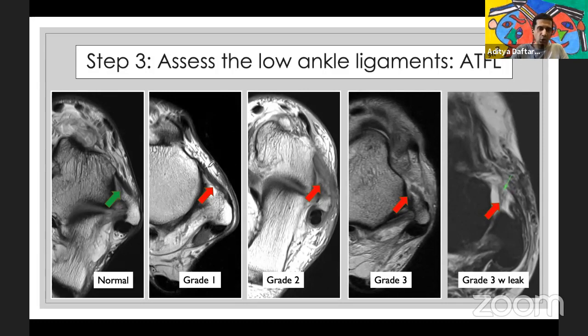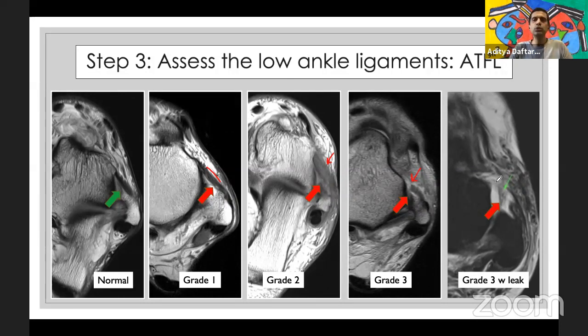When you have a low grade injury, you can just have a little bit of stretching and attenuation like you have over here. You can have a significantly thickened and edematous ligament in somebody who's got an intermediate grade injury, or you can have a clear disruption at the talar attachment here in somebody who's got a high grade injury. So these are the three different variations: low, intermediate, and high grade injuries of the anterior talofibular ligament.